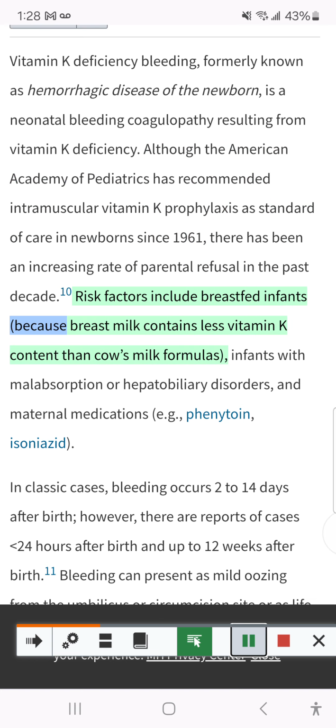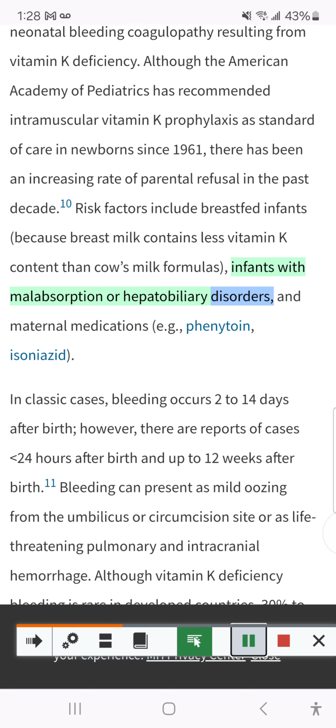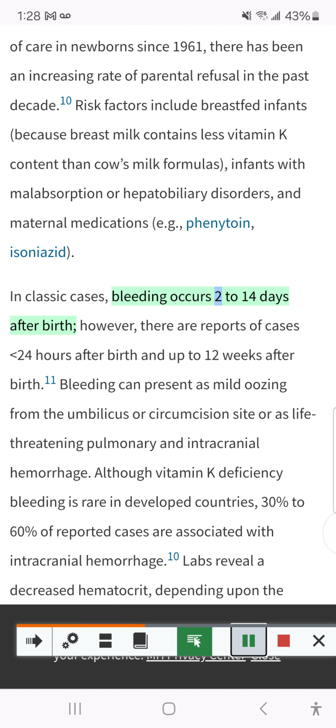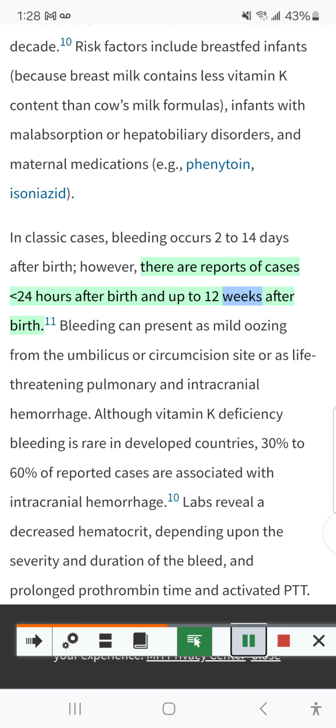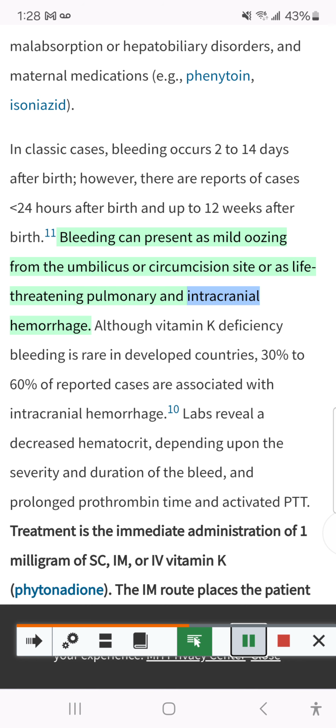Risk factors include breastfed infants, because breast milk contains less vitamin K content than cow's milk formulas, infants with malabsorption or hepatobiliary disorders, and maternal medications, for example, phenytoin, isoniazid. In classic cases, bleeding occurs 2 to 14 days after birth. However, there are reports of cases less than 24 hours after birth and up to 12 weeks after birth. Bleeding can present as mild oozing from the umbilicus or circumcision site or as life-threatening pulmonary and intracranial hemorrhage.